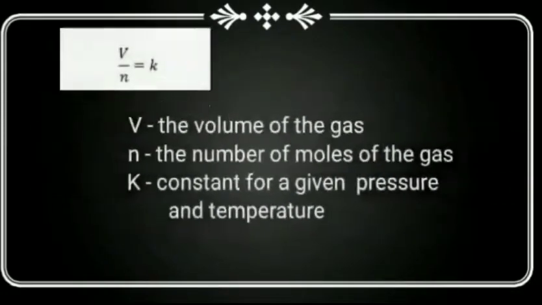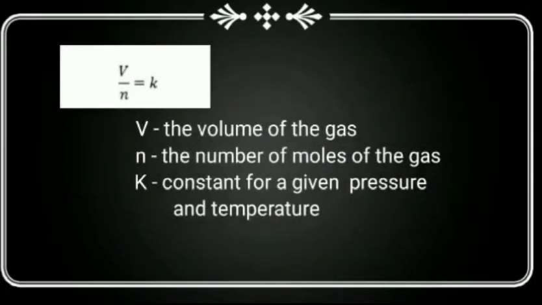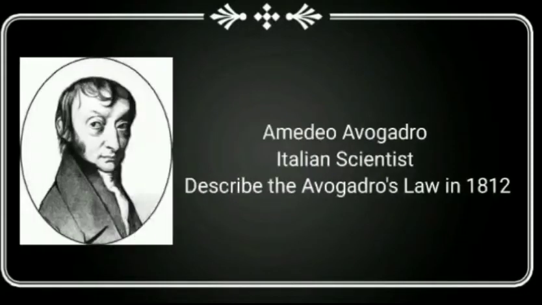This can also be expressed as V over N is equal to K, where V is the volume of the gas, N is the number of moles of the gas, and K is a constant for a given pressure and temperature. This law was described by the Italian scientist Amadeo Avogadro in 1812.